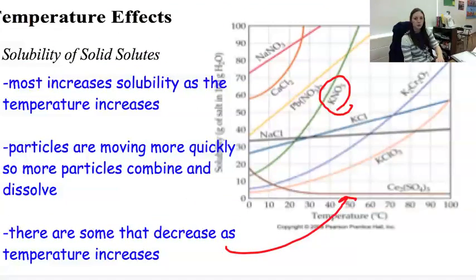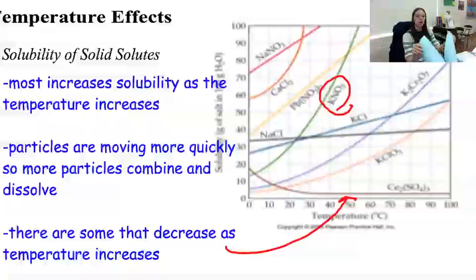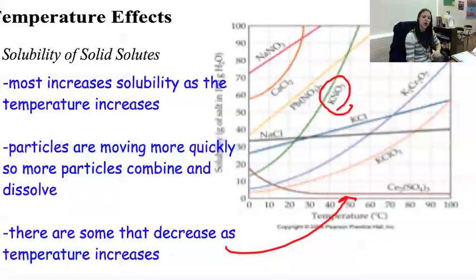Now let's look at the last one, which is temperature. Okay, solubility of solid solutes. Most increase in solubility as your temperature goes up because your particles are moving more quickly, so more particles combine and more dissolve. There are a few, though, that decrease as temperature increases.